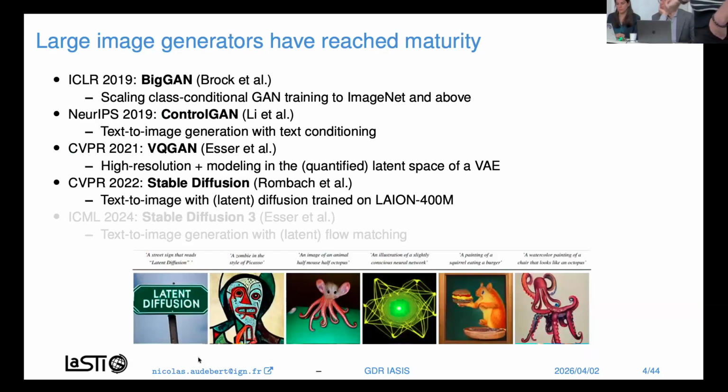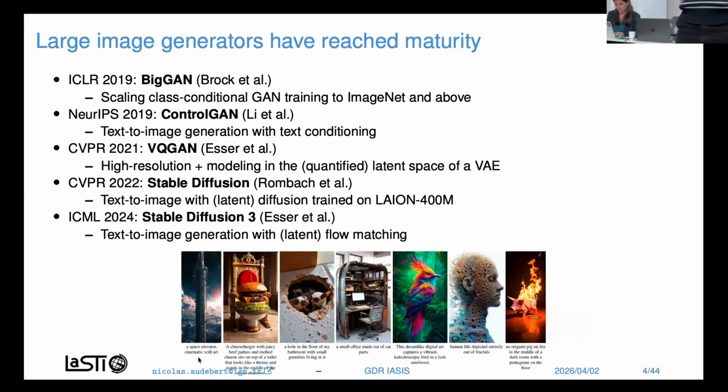Then the one that you probably all know, Stable Diffusion, which switched from the oldies, which were generative adversarial networks and VAEs, to the diffusion models that are now the state of the art, but more on that later. And then just scaling up things with Stable Diffusion 3, which is trained on LAION-5B, so 5 billion image and caption pairs. With, so not diffusion models, but flow matching, which is, as you will see, something that is quite similar to diffusion models.